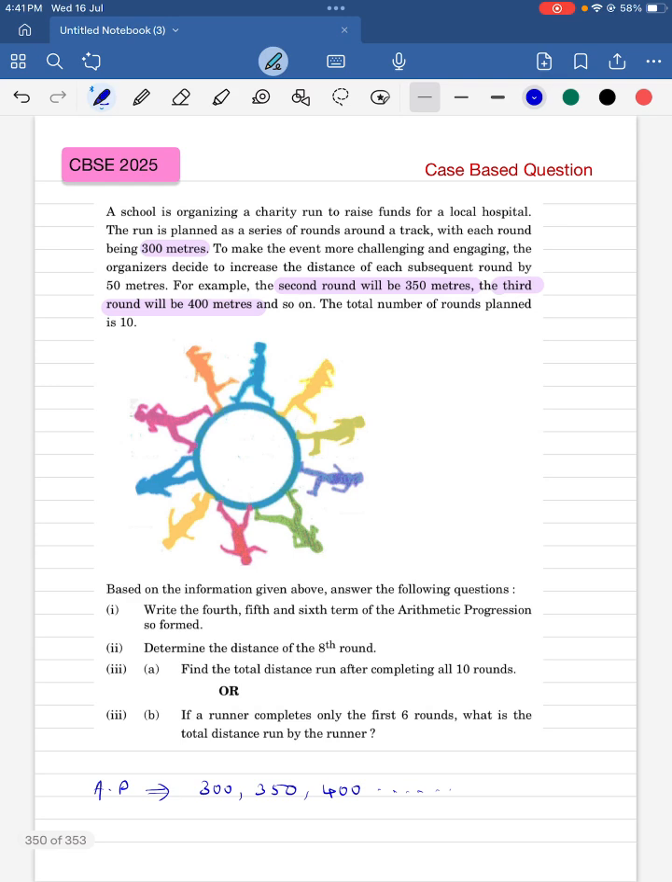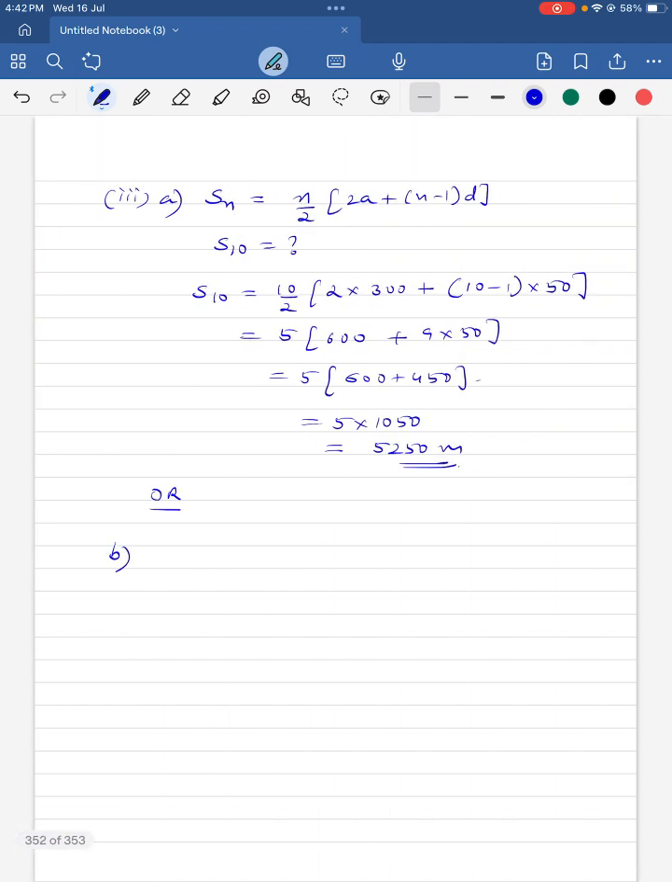Now there's one more part, there's an OR part, which is third question B part. Let's look at the question. If a runner completes only the first 6 rounds, what is the total distance run by the runner? So here they're asking you to find out the sum of the first 6 rounds, which means S6.